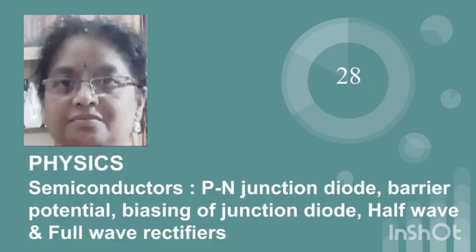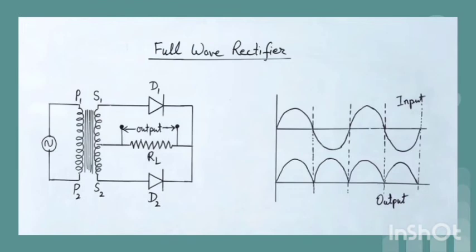The half wave rectifier is not of much use, so we prefer a full wave rectifier. Now we see the circuit diagram of a full wave rectifier. Here you can see two PN junction diodes are used. As usual, the AC source is connected to the primary P1 P2 of a step down transformer. P sides of the two diodes D1 and D2 are connected to S1 and S2 respectively, and their N sides are connected to the middle point of the secondary through a load resistance RL.